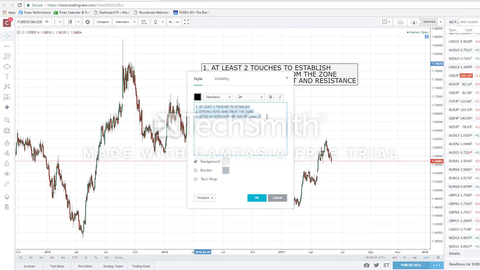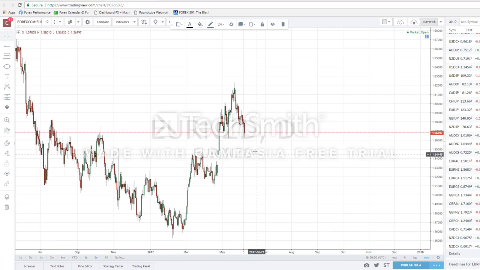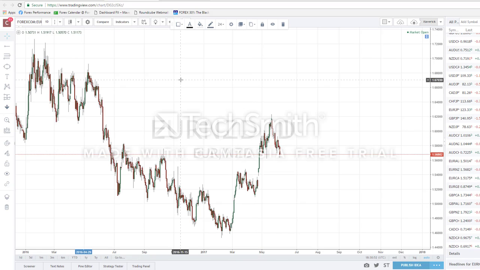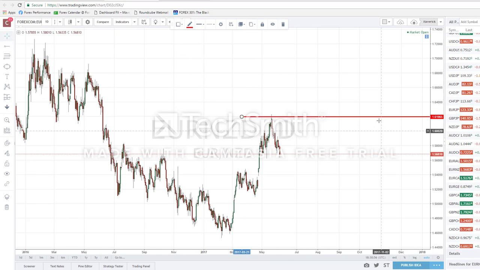Okay, so that brings us into the fourth one. Is another thing. Doesn't have to be there. It's just another factor that when it is there, the probability is higher and you have a higher chance of it working out. And that's going to be a psychological number. So when these support and resistance levels happen to fall on a psychological number, or what exactly a psychological number is, a whole number.